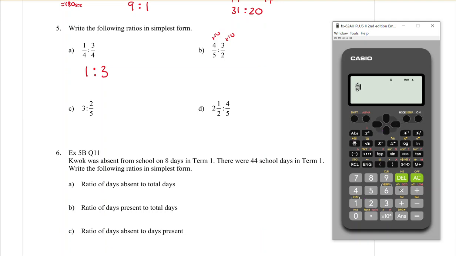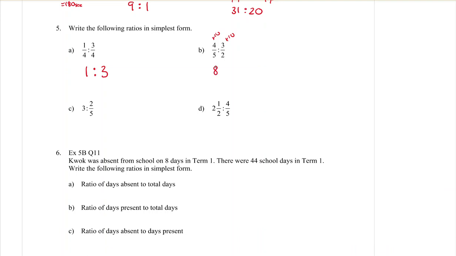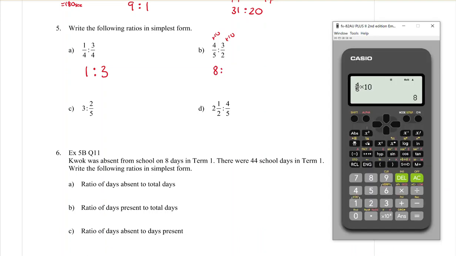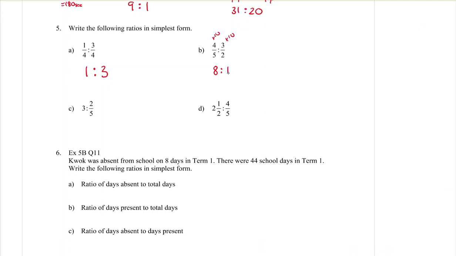4/5, and if you times that by 10, can anyone do it without their calculator? 8. Okay, so 8 for the first one. Then type in the second one, 3/2, and I'm going to multiply that by 10. Okay, 15. If you follow that process, it should always mean that your fractions disappear, but still have a look at your numbers to make sure that there's no more cancelling that can be done. Sometimes I divide by 2 or something to simplify them further, but I can't for that one.